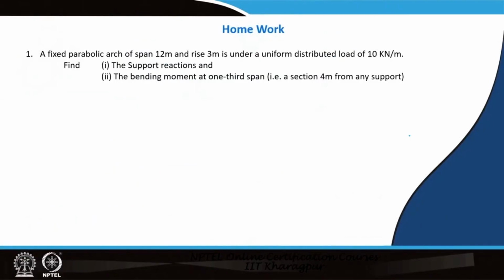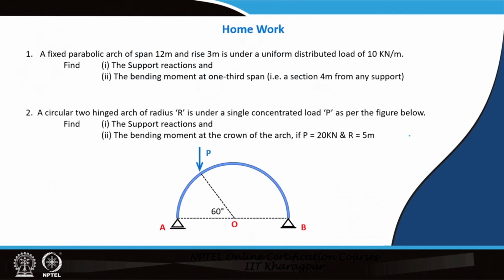So, I have given 3 homework problems for that. One, a fixed parabolic arch of span 12 meter and rise 3 meter, and a uniformly distributed load of 10 kilonewton per meter is given. You have to find out the support moment and support reactions and the moment at the 1/3 span, that is 4 meter away from the support. And I have given another problem, a circular arch with radius r and load p; a similar formula you can use, and you have to find out the support reaction and the bending moment at the crown, that means at this particular point. You have to find out that bending moment if the values of p and r are 20 kilonewton and 5 meter respectively.